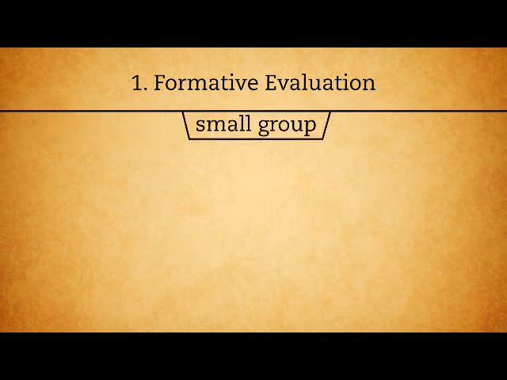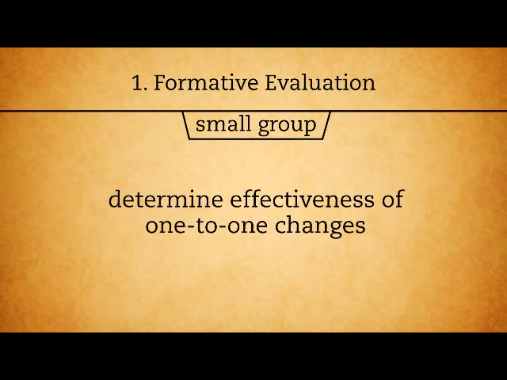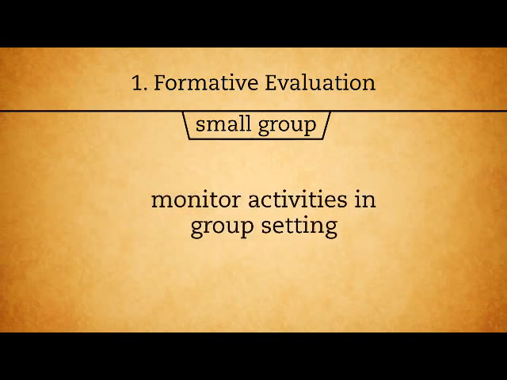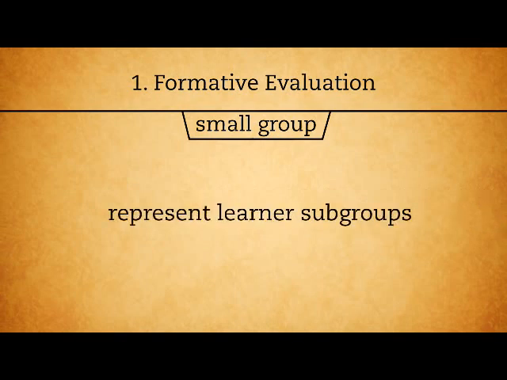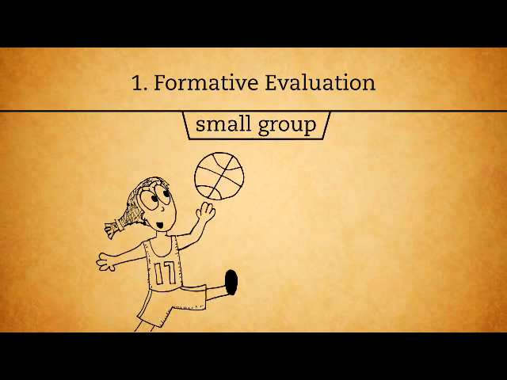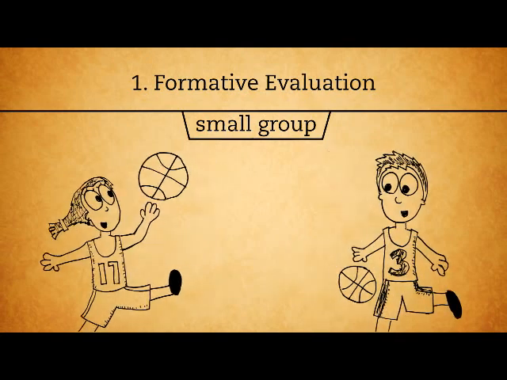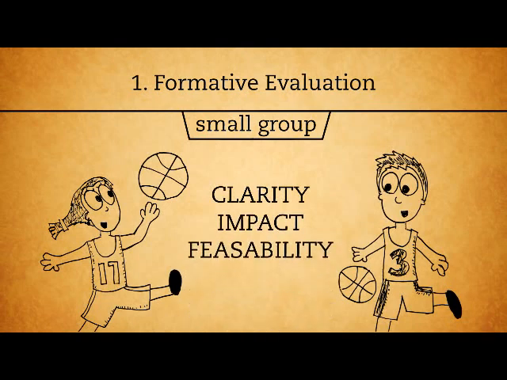After you have made improvements based on what you learned during your one-to-one evaluations, it will be time to do a small group evaluation. This will help you determine how effective those changes were, as well as monitor how well your activities work in a group setting. It is best to choose participants that accurately represent the different subgroups that will be participating in your actual course. In our example, this would mean choosing children that are well versed in basketball, as well as those that aren't as experienced.